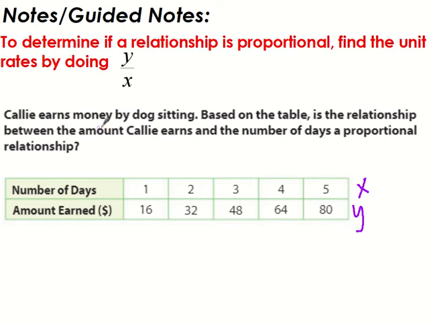So it says Callie earns money by dog sitting. Based on the table, is this relationship between the amount Callie earns and the number of days a proportional relationship? So we're trying to find out, does she make the same amount the whole time, or does something change? So we actually have to check all of these.